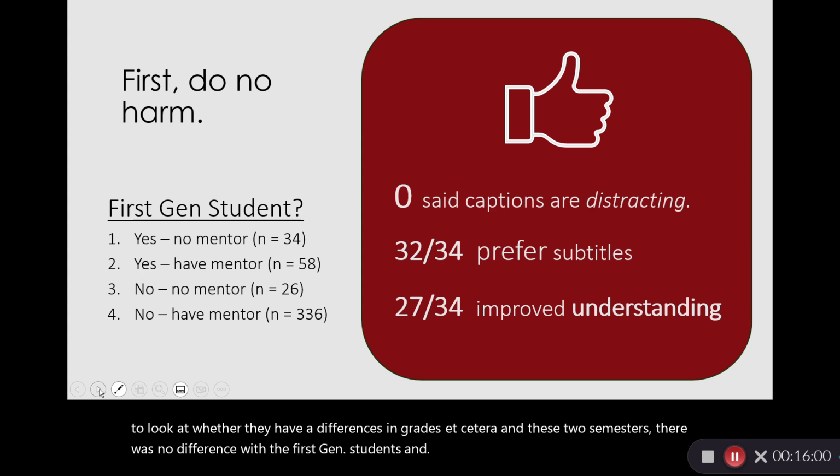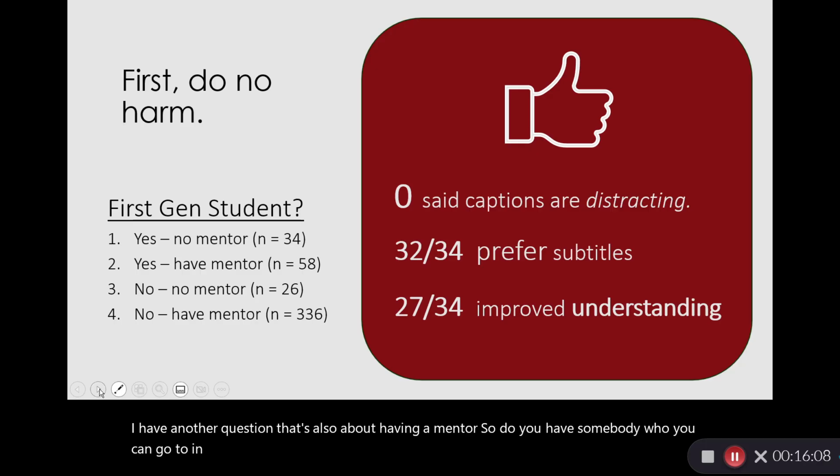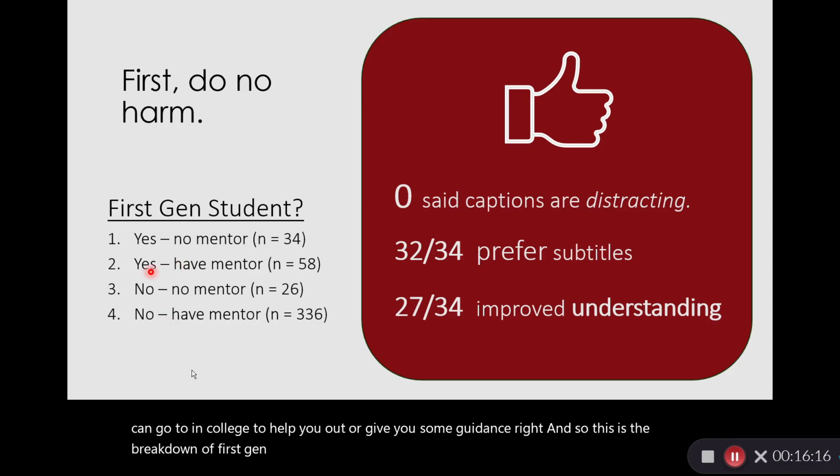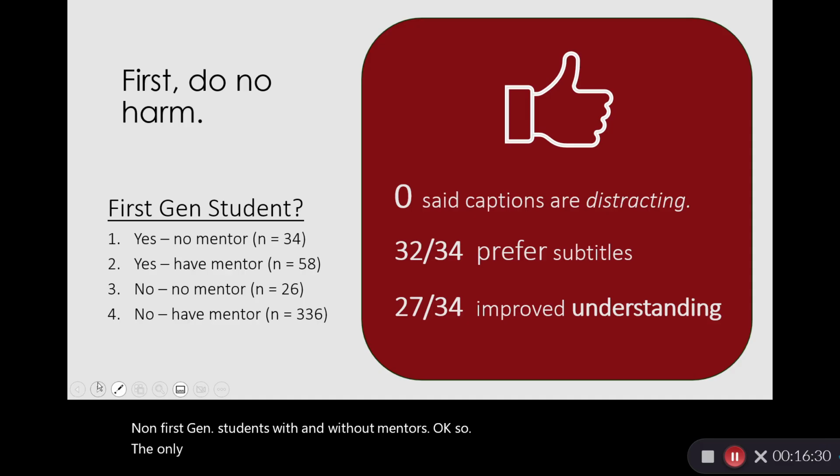I have another question that's also about having a mentor. So do you have somebody who you can go to in college to help you out or give you some guidance, right? And so this is the breakdown of first gen students with mentors, first gen students without mentors, and then non first gen students with and without mentors. Okay, so the only category that had anything meaningful related to captions was the first gen students with no mentor.